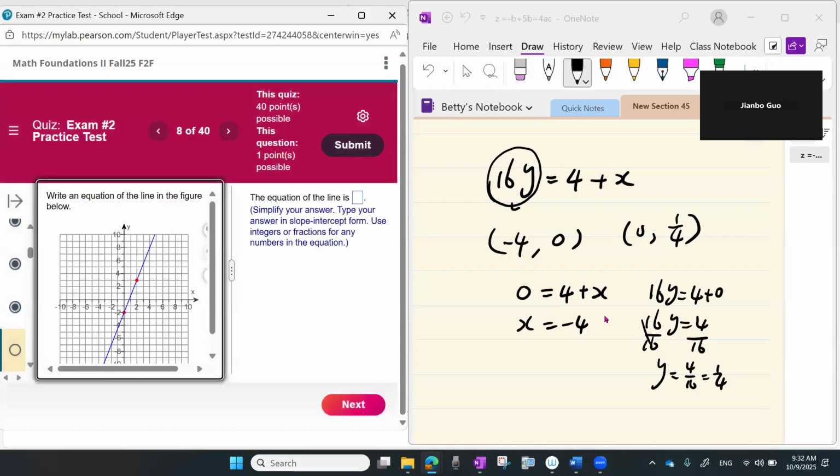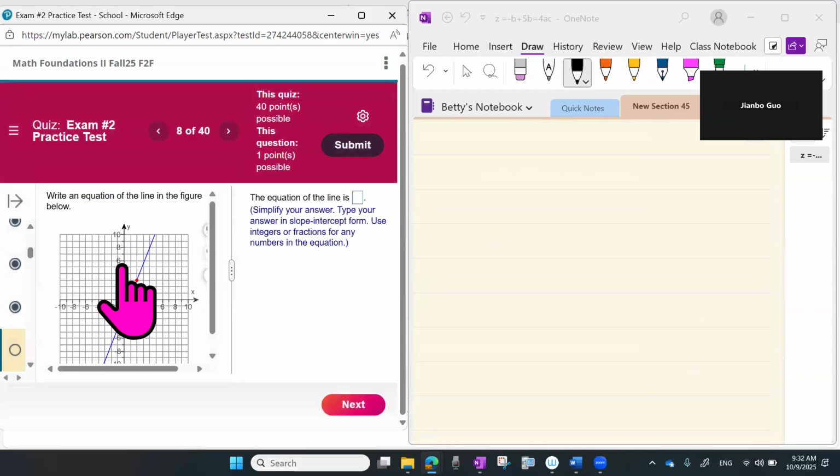Next, question number 8. Write an equation of the line in the figure below. Okay, so the equation of the line is, simplify your answer. Type your answer in slope-intercept form. That's very important. Use integers or fractions for any numbers in the equation. Very good.